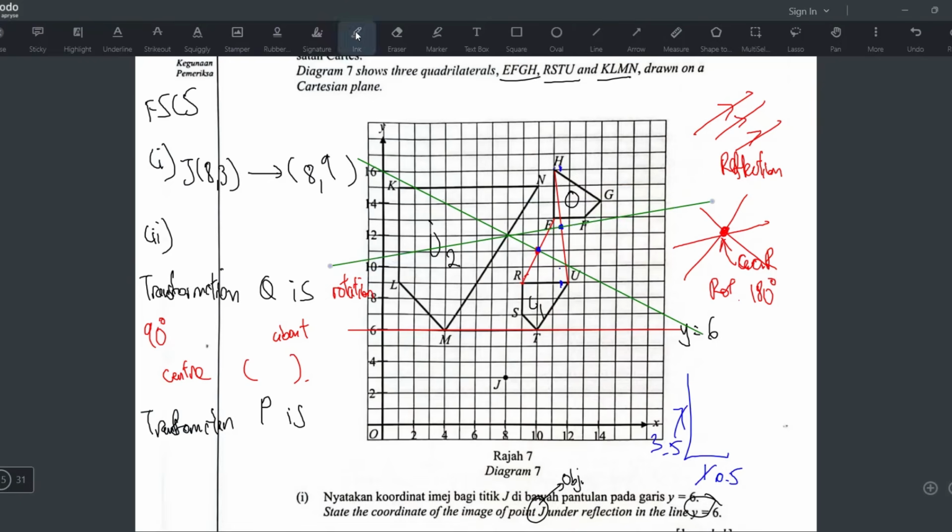All right. After drawing that, now it's time to find out the center of rotation. So you can see it's this one. Not this one, guys. Ini semua bukan, you have to choose the intersection between the two perpendicular bisectors, not this.